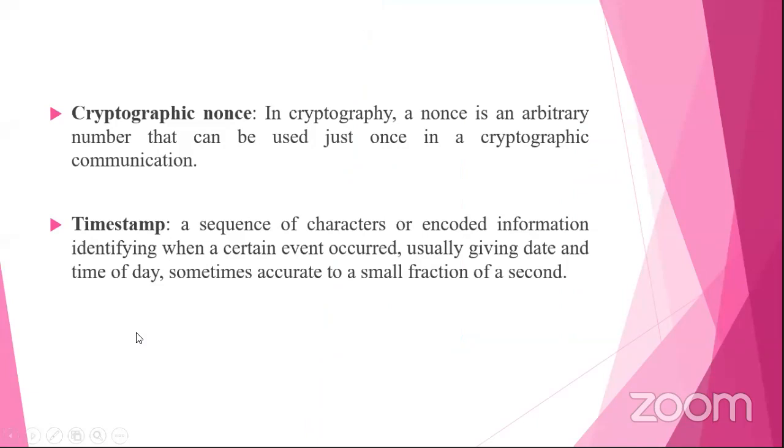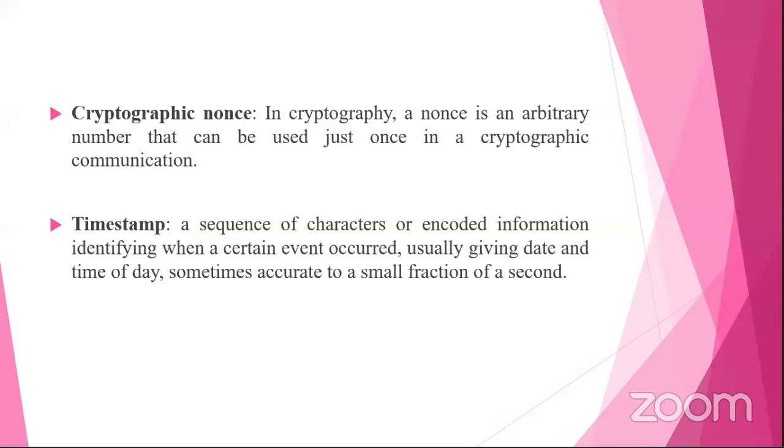Now, some other crypto primitives we're going to use in blockchain are the cryptographic nonce and timestamp. What is meant by nonce? A number generated only once, that is a nonce. So a nonce is nothing but a random number. In cryptography we use a random number, that is, a nonce.